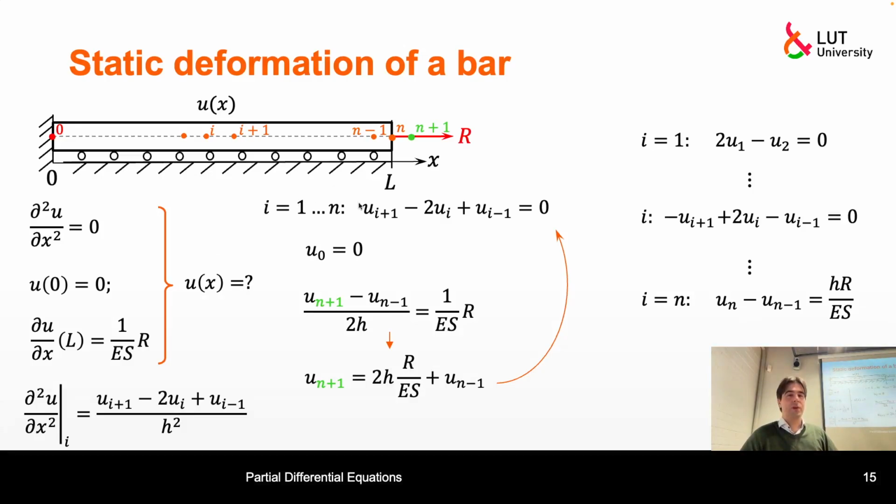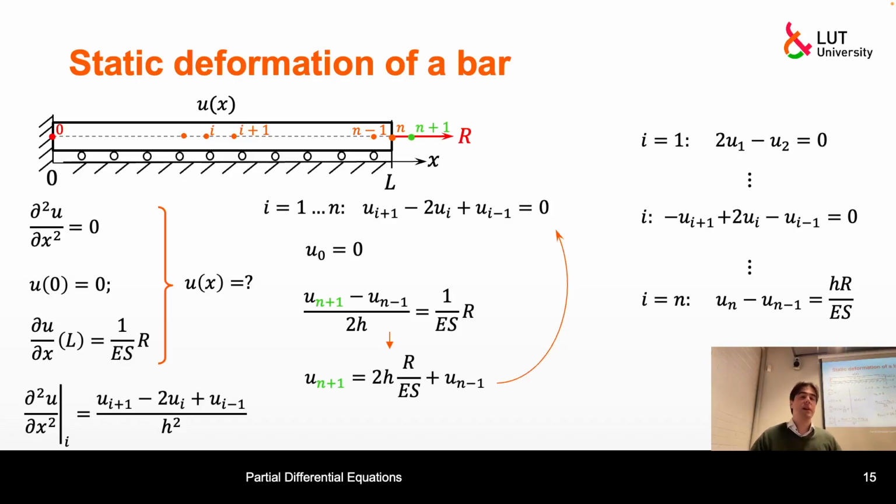Okay, so if I look at some intermediate point I, then the second partial derivative for displacement with respect to x, according to the central difference approximation, can be expressed using the value of this function at this point I, the value of this function to the right, and the value of this function to the left in the neighboring points, divided by h squared, where h is the distance between our points.